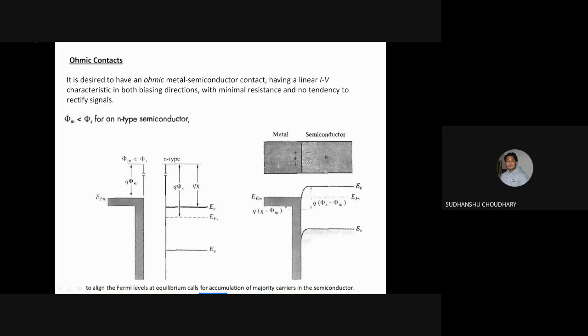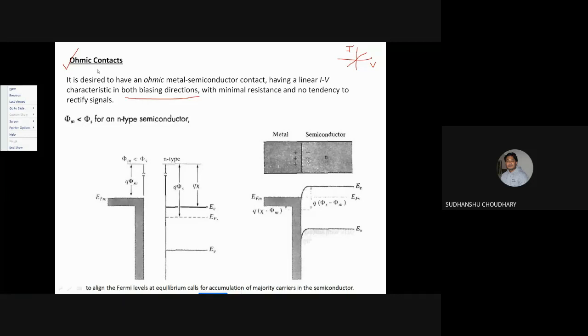These ohmic contacts can conduct for both polarities, that is, in both biasing directions. You will find current for both kinds of biases. For forward bias you will find current, and for reverse bias, that is negative polarity bias, you will also find current. So this kind of contact is called an ohmic contact, and this is the desirable contact.